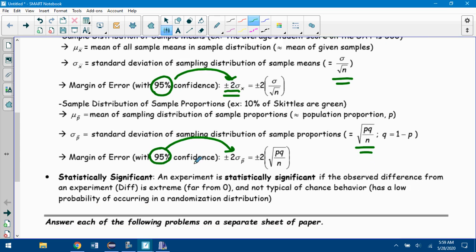And the last thing we talked about was statistically significant. It's statistically significant if the observed difference of values, like between the two groups, is extreme. So if it's way out at the ends, far from zero, not typical of chance behavior. Another way to look at if something's statistically significant is if it's outside the range of plausible values.